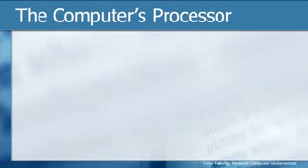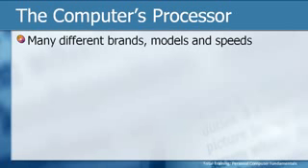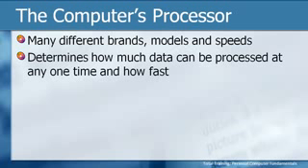Probably the most important component, though, of the motherboard, and really of the computer as a whole, is known as the computer's processor. There are many, many different brands, models, and speeds. And the reason I mention this in a fundamentals course is because if you're going out to purchase a computer, you need to know about processors so you can make a good choice. The processor determines how much data can be processed at any one time and how fast it can be processed.